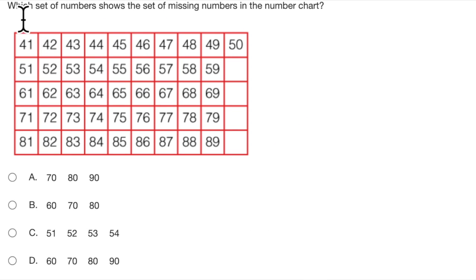The next question says, which set of numbers shows the set of missing numbers in the number chart? Well, to figure this out, I need to figure out, are the numbers missing from the same column or the same row? What do you think? The numbers are missing from the same column. When you count numbers in the same column, you count up by tens. So I'm going to start at 50 and count up 10 more. 60, 70, 80, 90. 60, 70, 80, and 90 are the missing numbers.